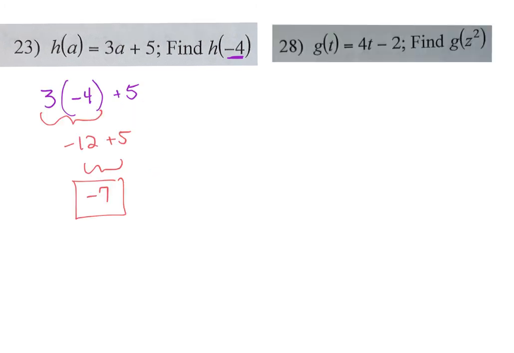All right. So for this one, it is not telling me to plug in a number. It's telling me to plug in z squared. All right. We are going to do the same process. 4, and instead of t, I'm going to write z squared minus 2. So we're going to just get this.